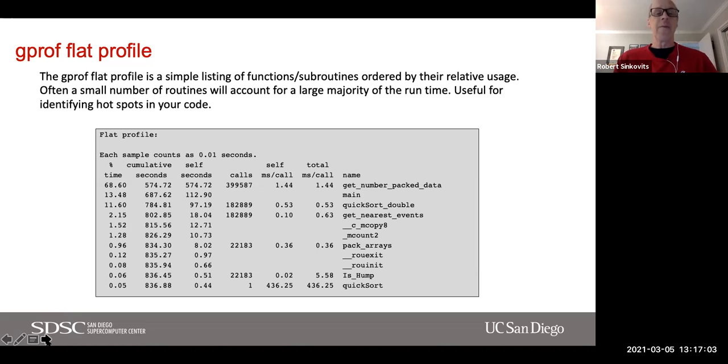Okay, so gprof is going to give you two types of output, what we call the flat profile and the call tree. The flat profile is going to appear at the top, and it's very simple. It's just a listing of the functions and the subroutines ordered by their relative usage. If you're lucky, you're going to find that it's just a small number of routines that account for the large majority of the runtime. So you can see this is going to be very useful for identifying the hotspots in your code.